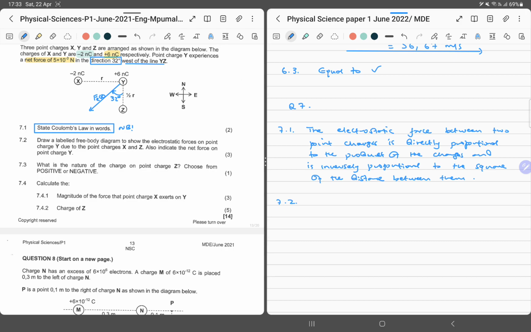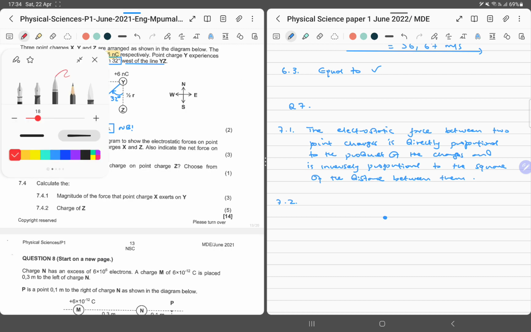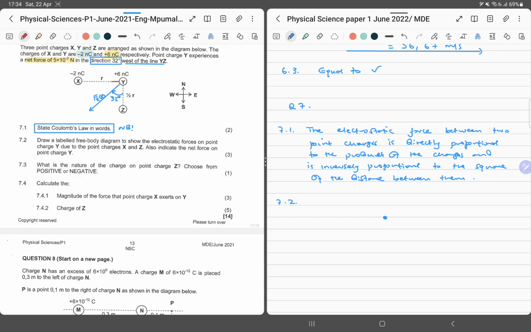7.2, we're told to draw a labeled free body diagram to show the electrostatic forces on point charge Y due to the point charges X and Z. Also indicate the net force on the point charges. Easy, we've got it there. So if we say this is our Y, remember positive and negative charges attract, so it will experience a force in that direction. So this charge Y will be pulled in that direction by X.